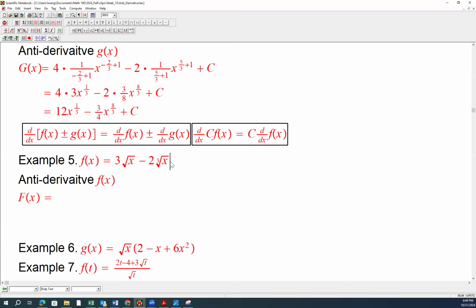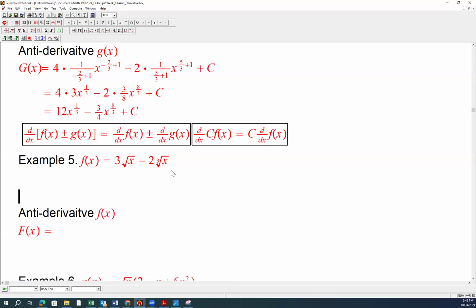And to make the power, since we are going to use the power rule, you may like to rewrite the f, so you can use the power rule. So 3 times x raised to the power of half, minus 2 times x raised to the power of 1/3.